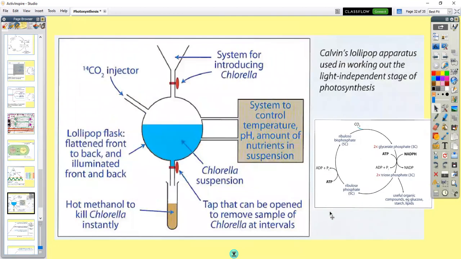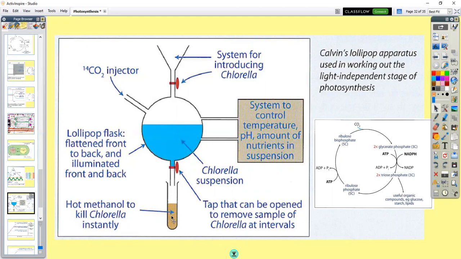The other one is known as Calvin's lollipop experiment. And you can see here, this was really to do with the Calvin cycle, the light independent stage. So he used chlorella, which are photosynthetic cells. He also used radioactive carbon dioxide, which he added to the chlorella for them to photosynthesize. He controlled the conditions, temperature, pH, etc. And then he stopped, if you like, and took samples of the chlorella at different times to allow for the different stages of the Calvin cycle.